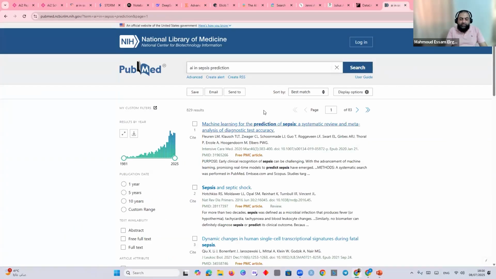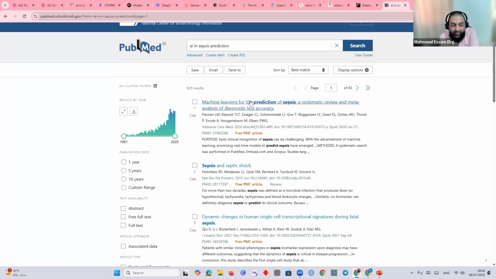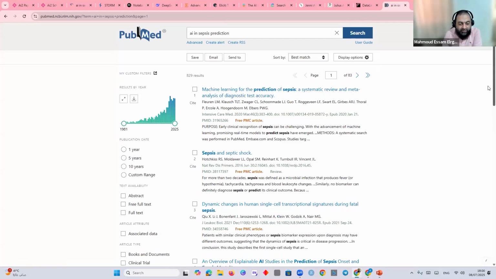So when you start searching in PubMed, you will have around 829 results. And let's see maybe the first 10 results. How relevant are the top 10 results? The first one is machine learning for prediction of sepsis, a systematic review and meta-analysis, which is relevant to our search, right? Sepsis and septic shock. This is not relevant to our topic because it's only sepsis.